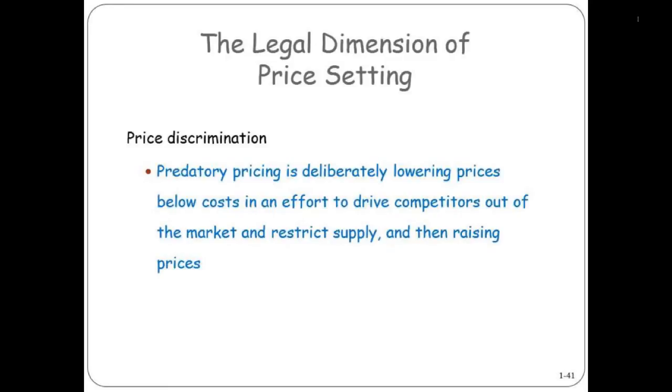Predatory pricing would be deliberately lowering prices below your costs in an effort to drive competitors out of the market. And then once you've done that, you've changed the supply and demand curve, and you become the supplier of choice, and then you could redefine prices. Anyone know where that's been done recently? Or not that distant past?